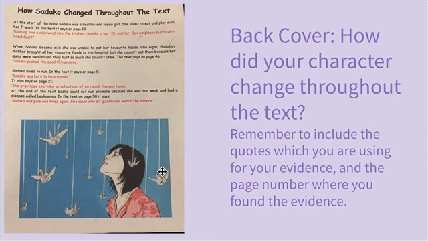When Sadako became sick, she was unable to eat her favourite food. One night, Sadako's mother brought all her favourite foods to the hospital, but she couldn't eat them because her gums were swollen and they hurt so much she couldn't chew. The text says on page 46, "Sadako pushed the good things away." So you can see clearly that I have my page numbers and I have my quotes done in different colours to make them stand out, and they are quoted directly from the text.